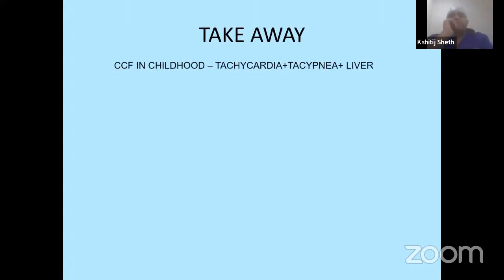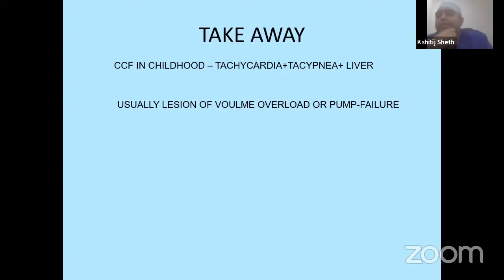So the take-home message is cardiac failure in childhood is defined by three things: tachycardia, tachypnea with liver enlargement. So if you find this in a child, the child is in cardiac failure. In the pediatric age group, failure is not like in adults, where you have coronary artery disease and myocardial infarction leading to LV dysfunction. In the pediatric age group, it is because of volume overload or pump failure. Volume overload is a shunt lesion like a VSD, PDA, AP window, or pump failure like you have in this case, like myocarditis or cardiomyopathy.